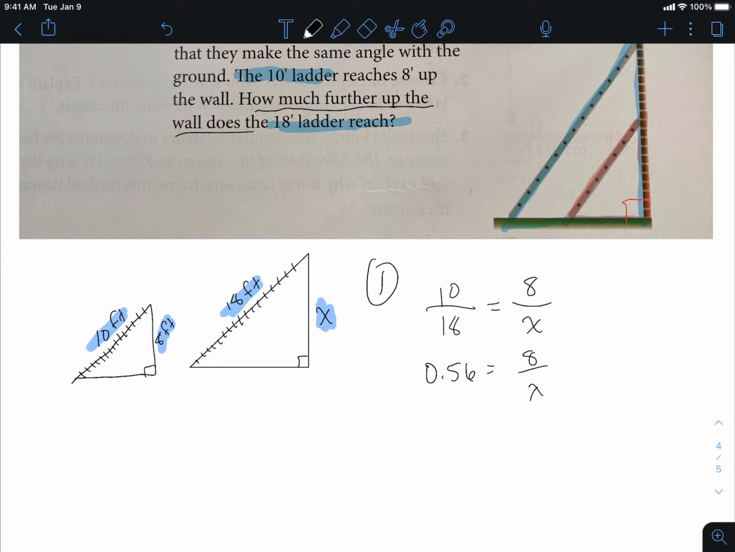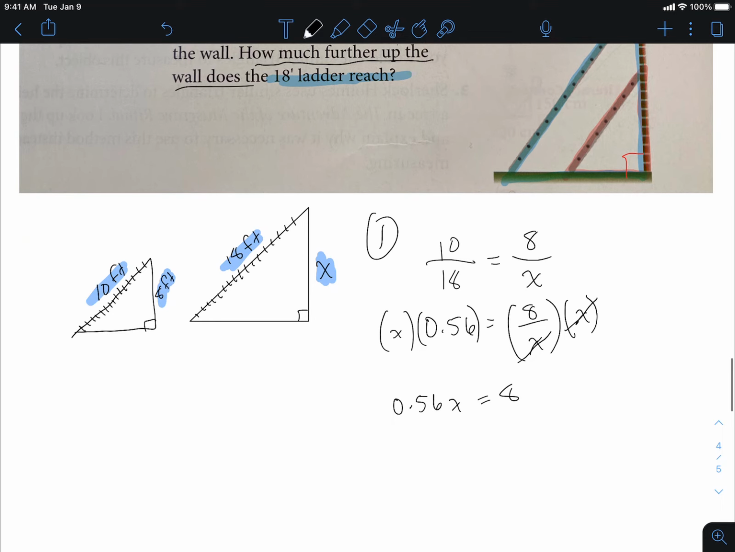Okay, you got to get x by itself. That's the whole goal. Well, how do you do that? You can multiply both sides by x, which would cancel the x's on one side, but you still don't have it by itself yet. So you're going to still have 0.56 x is equal to 8. Well, you can divide both sides by 0.56. And now, x is by itself.